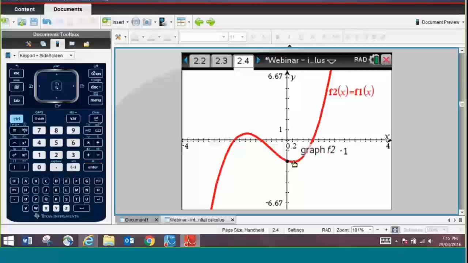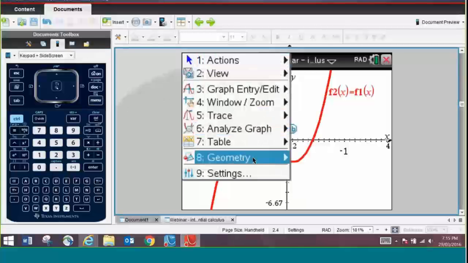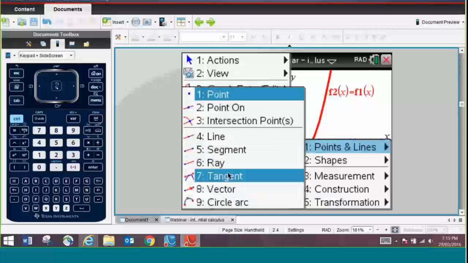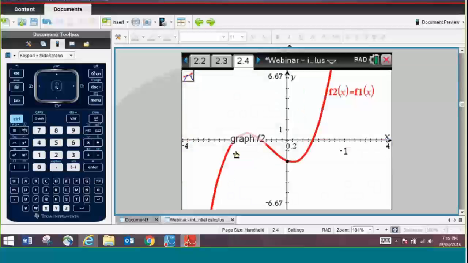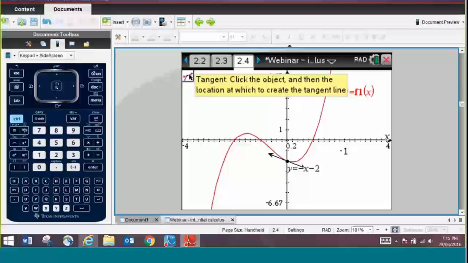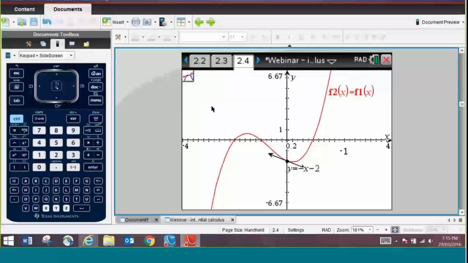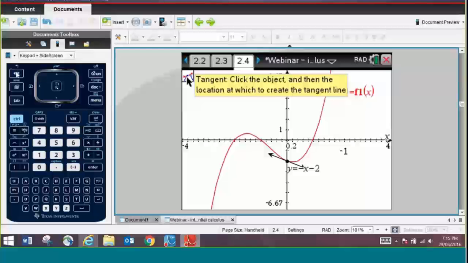So then I can find the equation of this tangent. Menu, geometry, points and lines, tangent. Now this will draw it anywhere, but I specifically wanted it at that point. The good thing about finding that gradient earlier was it allowed me to have a point on the line that I can click straight to. Whenever you're in the geometry menu, you'll see that little symbol up there, and if you want to do anything with your tangent line, then it's best to escape first.